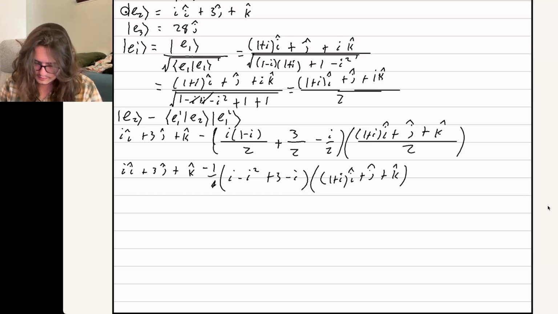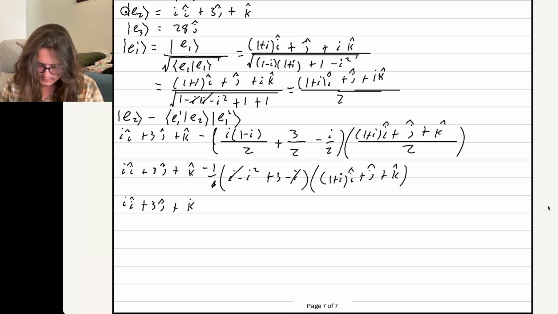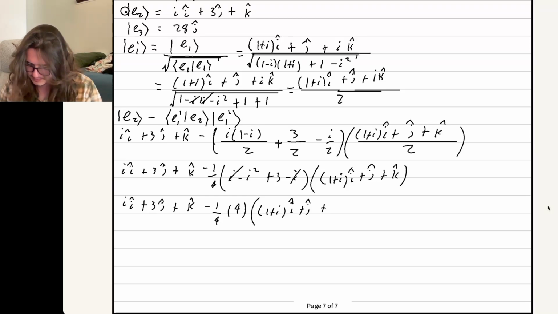So this i is going to cancel out this i. Minus i squared is just 1. So we actually have in those parentheses a factor of 4. So it's going to be minus 1/4 times 4 times the vector e1. And I've been miswriting that. There's supposed to be some i's here. Plus i k-hat. And then those 4's cancel out. So we just have to subtract now.